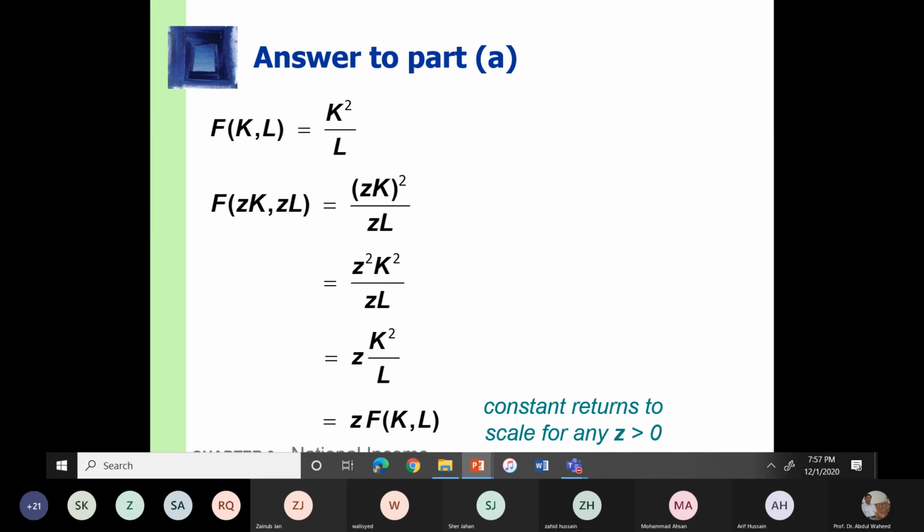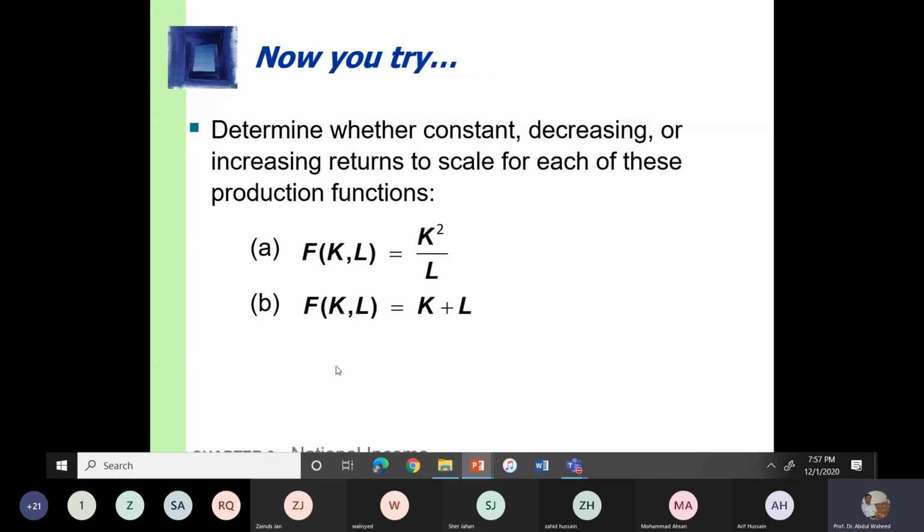ठीक, what about this second one? इसके बारे में बताएं। ये तो बहुत ही सिंपल है। यस, कांस्टेंट रिटर्न टू स्केल. Increasing, sir. इंक्रीजिंग और डिक्रीजिंग? Increasing. इंक्रीजिंग, अच्छा। और कोई आंसर? डिक्रीजिंग सर. इंक्रीजिंग, अच्छा। और एनी अदर आंसर? डिक्रीजिंग। डिक्रीजिंग, ओके। नहीं सर, इंक्रीज होगा सर। अच्छा, इंक्रीजिंग रिटर्न टू स्केल, ओके। एनी अदर आंसर?